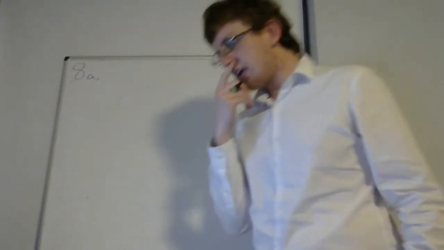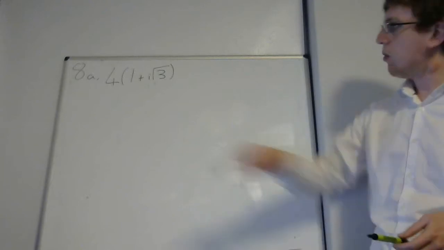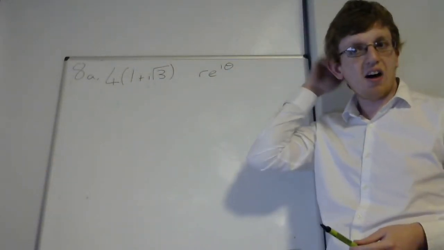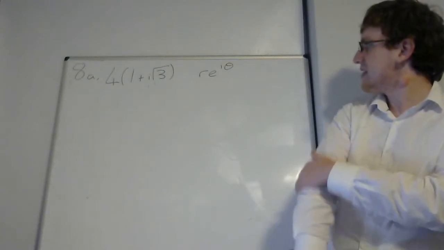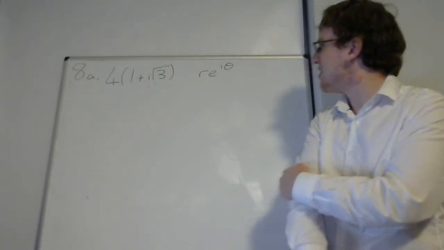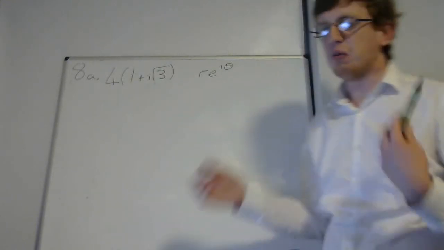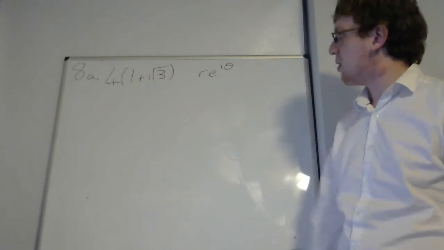First thing we've got to do is write this complex number, 4 lots of 1 plus i root 3, in its polar form. So we want to go from Cartesians into re to the i theta, where R is the argument of the complex number and theta is, that's wrong, R is the modulus of the complex number, theta is the argument. R is the length, theta is the angle. I don't know where the words modulus and argument come from, that's why I forgot them.